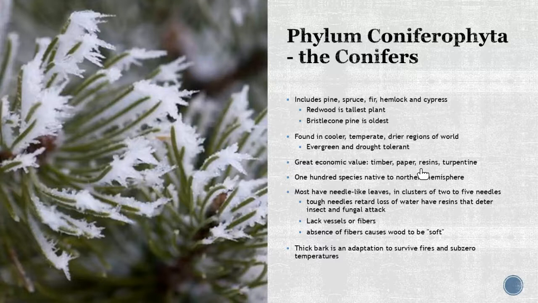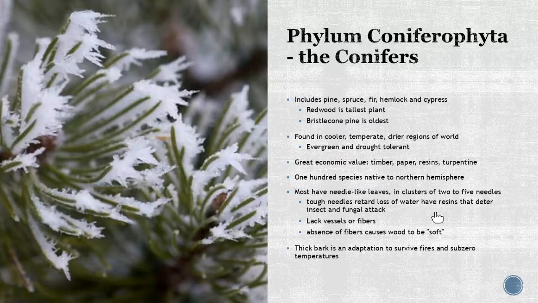Now they are an essential source for timber, paper, and other things, and you're going to have about 100 species native to just the northern hemisphere where we do have those colder environments. Now with these guys, they're going to have needle-like leaves. So they're going to cluster into 2 or 5 needles. It's about to be Christmas time when I'm recording these.